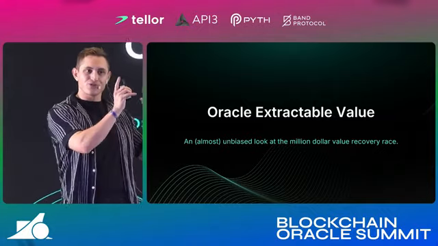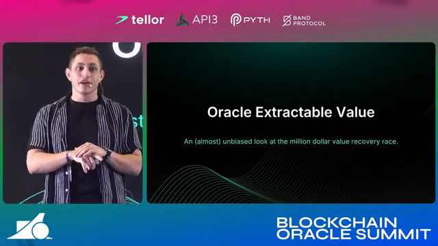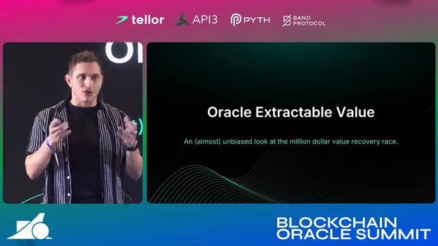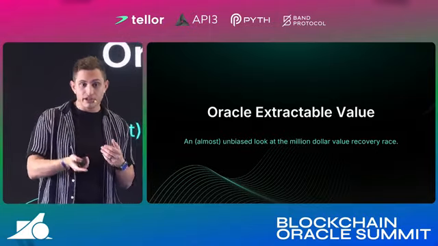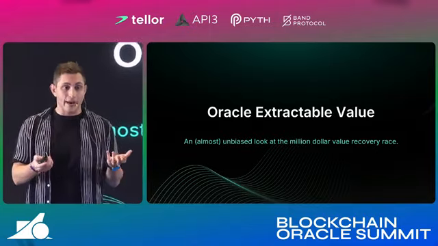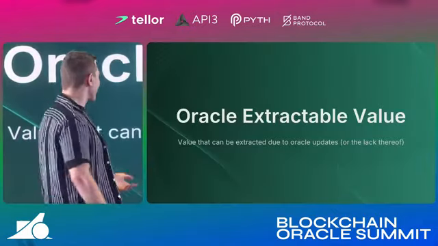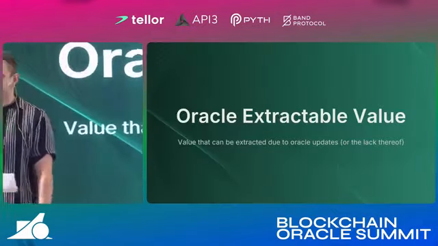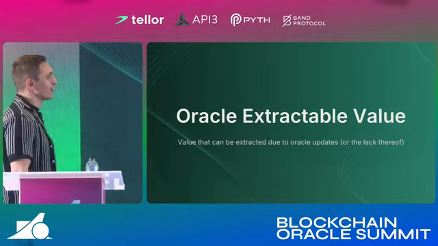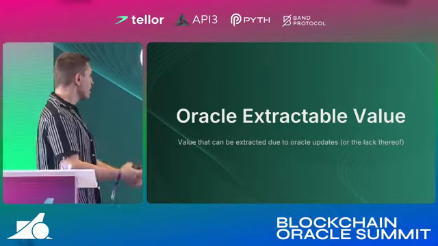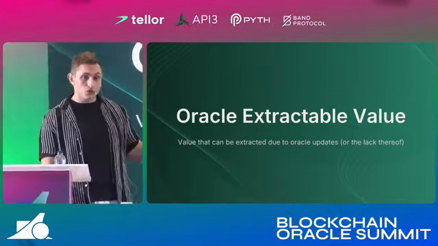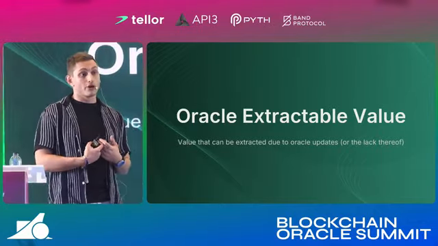Even though our solution is part of this, I am presenting all of the options, or most of the options that are currently out there for protocols to recapture OEV themselves. So what is OEV? I'll try to keep this short. You heard this, I kind of gave the definition also during the panel. Value that can be extracted due to an oracle updating or due to an oracle not updating.